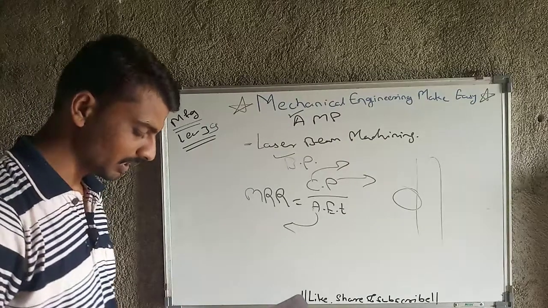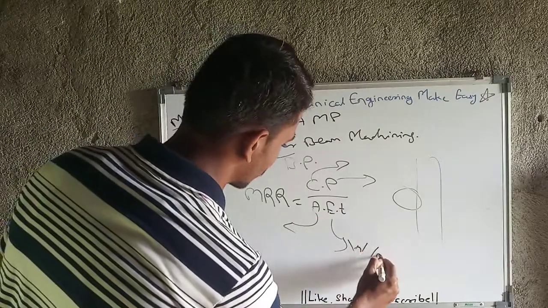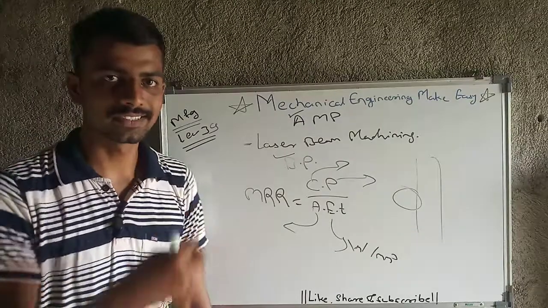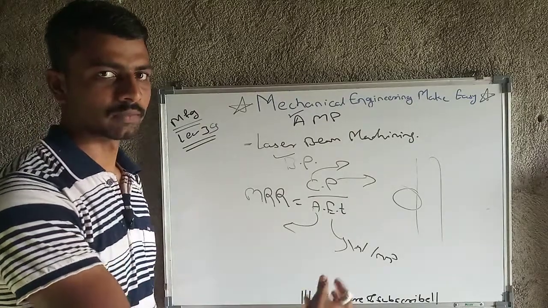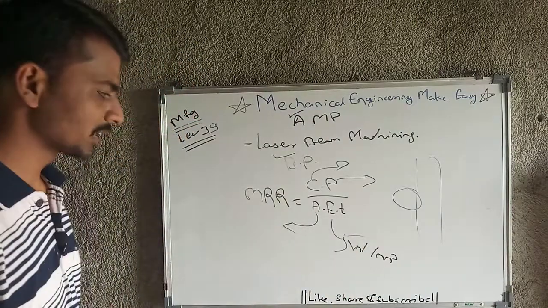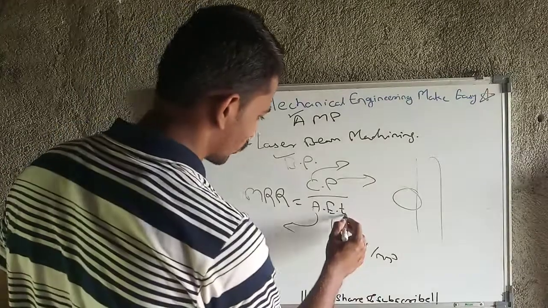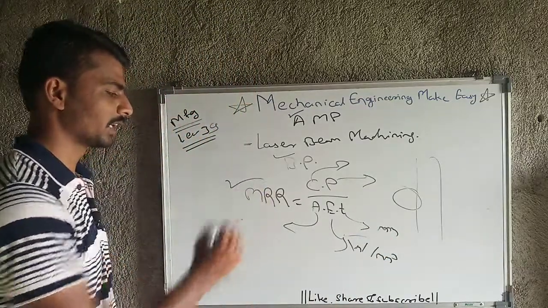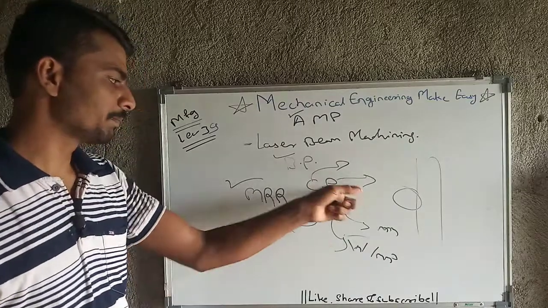Then next is E, that is vaporization energy of material, that will be in watt per mm cube. As the laser beam is working like a thermal process, the heat will be given from laser beam to the workpiece, the evaporation will take place and material removal will take place. So ultimately the energy, watt per mm cube, will be required, that is vaporization energy, and T is nothing but thickness of material in mm. This is the formula of MRR, material removal rate for laser beam machining, CP upon AET.